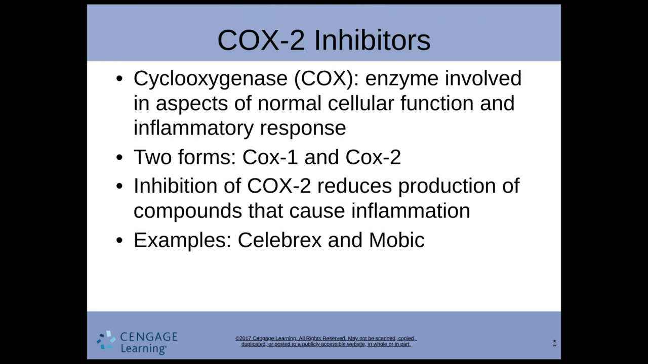And then we have COX-2 inhibitors. So these are cyclooxygenase. It's an enzyme involved in aspects of normal cellular function and inflammatory response. So there's two forms, COX-1 and COX-2. Inhibition of COX-2 reduces the production of compounds that cause inflammation, right? So this is reducing that production of the compounds in your body, okay? So examples of this are like Celebrex, okay?